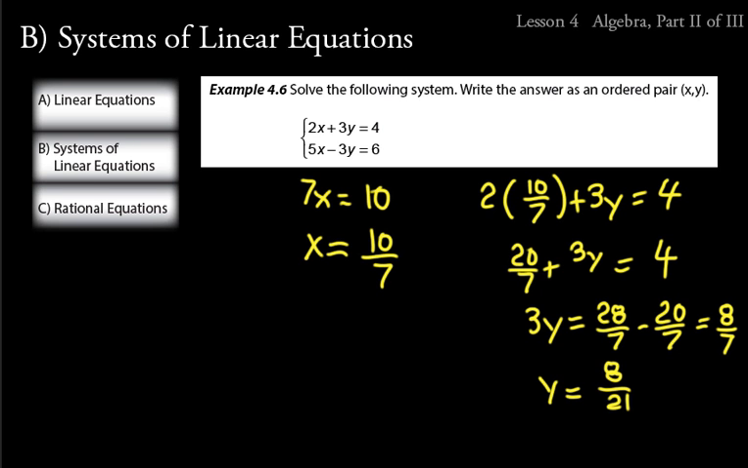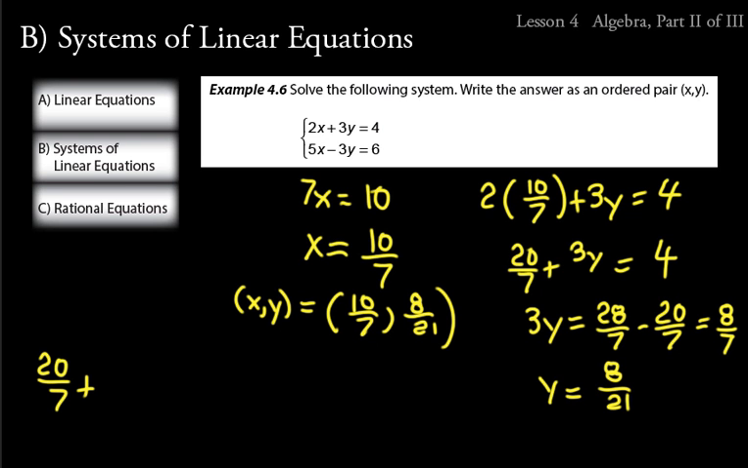So x comma y is equal to 10 over 7 comma 8 over 21. Not sure about that? Check it. Substitute those into either equation. I'll substitute into the top equation. 2 times 10 over 7 would be 20 over 7. Plus 3 times 8 over 21, that would give me 24 over 21, or actually the 3 over 21 would simplify down to 8 over 7.